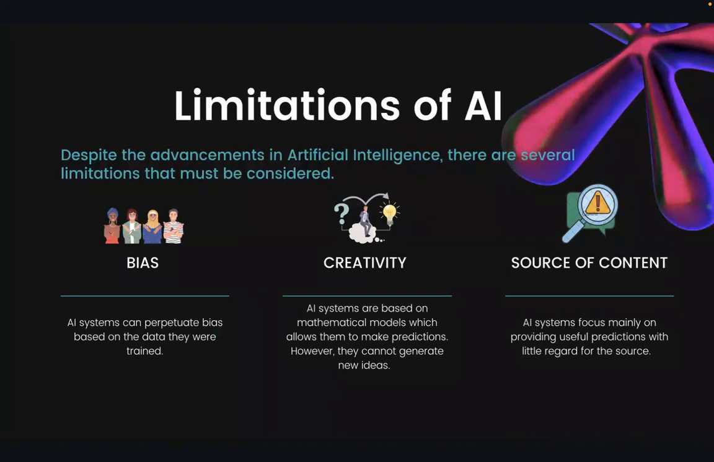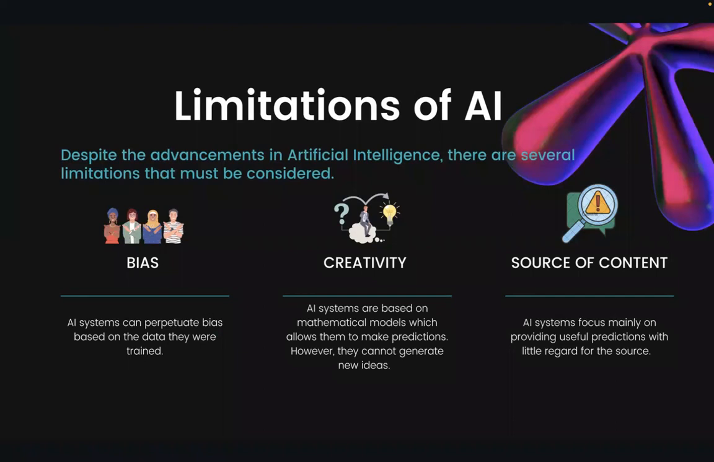This is especially prevalent when the data set that the AI is trained on is already biased in nature. Creativity is also something that AI lacks. It does not have the ability to create. AI is a predictive model where it predicts what is most likely to come next. This does not involve creativity at all.